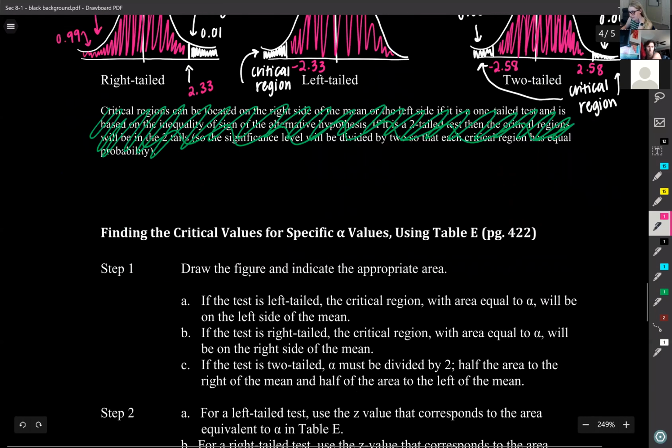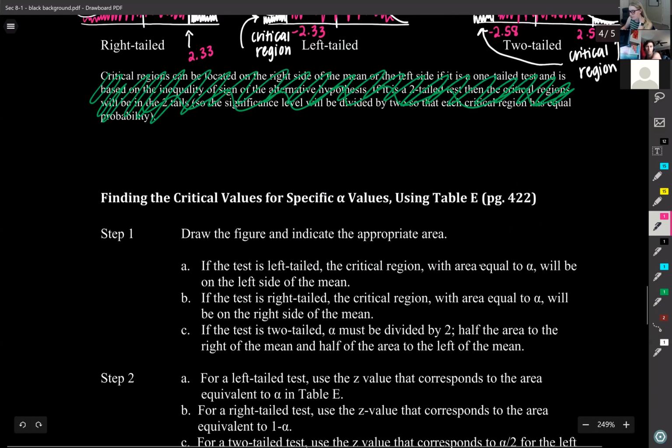Like it says, if the test is left-tailed, the critical region with area equal to alpha will be on the left side. If the test is right-tailed, the critical region with area equal to alpha will be on the right side. And if the test is two-tailed, alpha must be divided by 2, half the area on the right and half the area on the left.